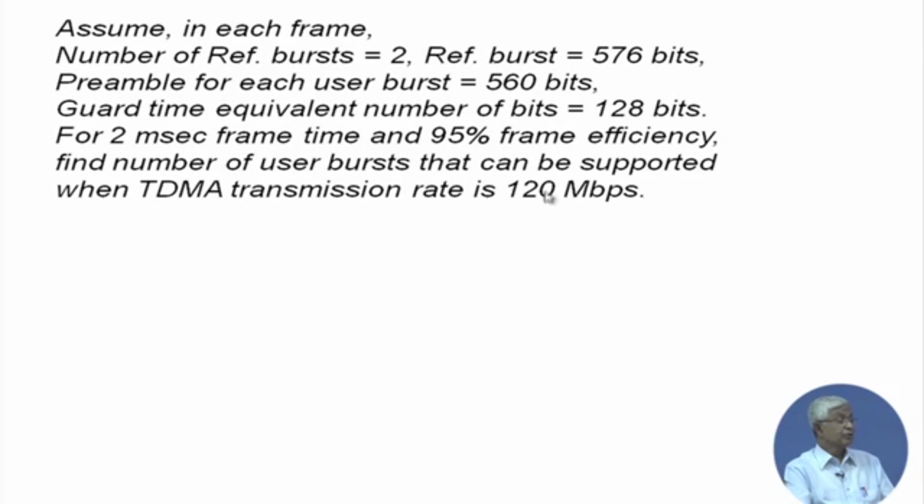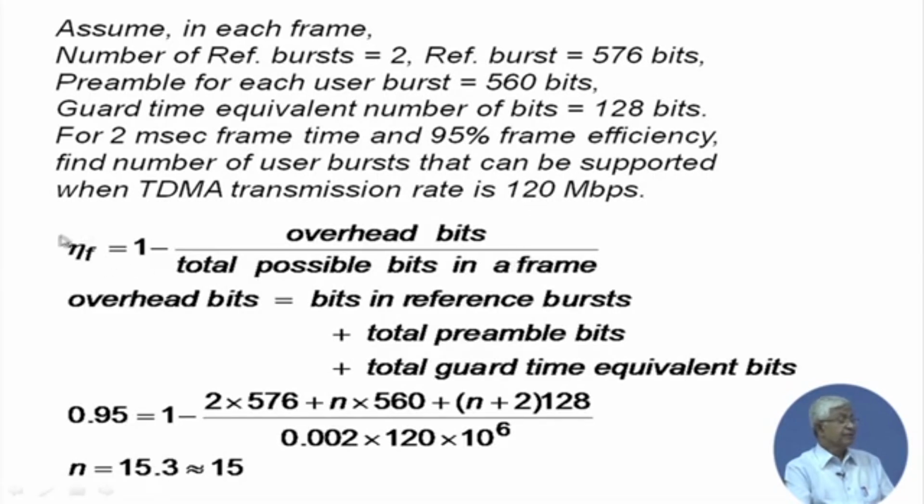Okay. So, total number of bits can be calculated because the frame time is given and the bit rate is given. So, efficiency is, we have seen this expression, 1 minus overhead bits by total possible bits in a frame, and overhead bits are bits in reference burst, total number of preamble bits and total guard time equivalent bits.